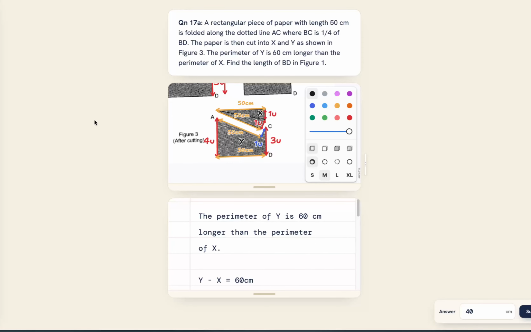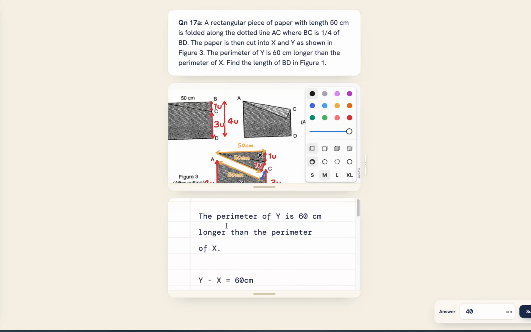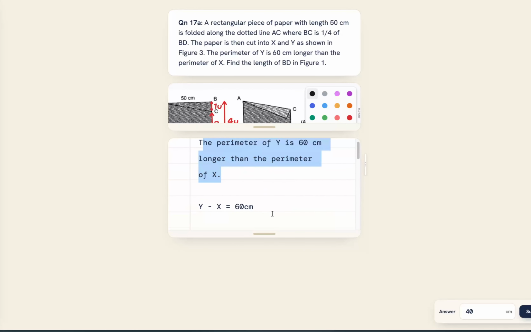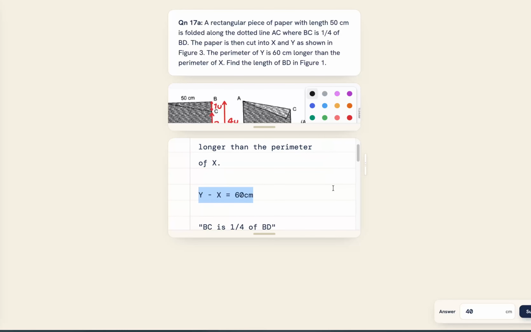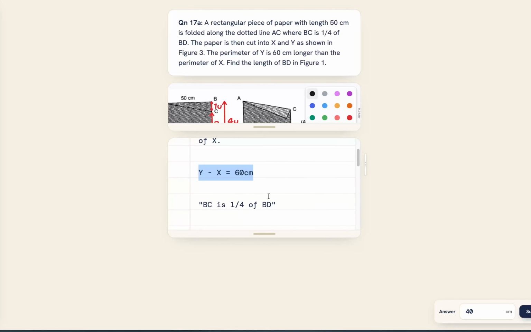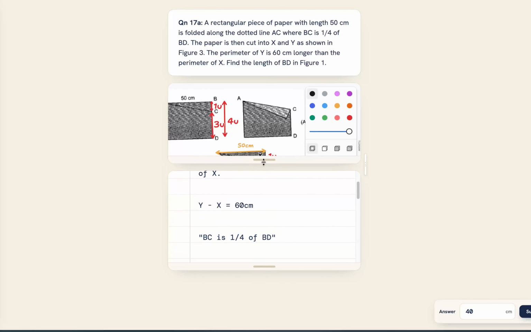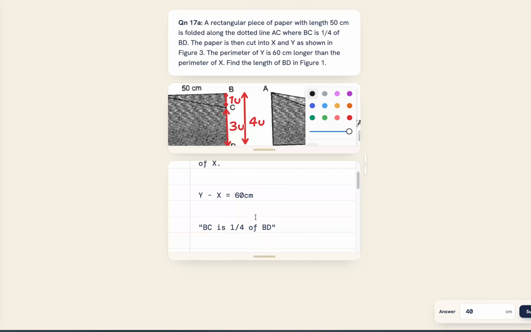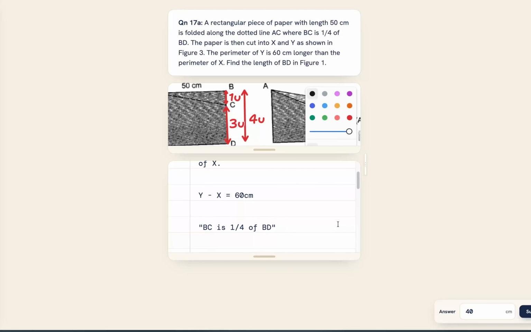Alright, so for question 17 part A, we want to find the length of BD. First thing first, from the question, it says the perimeter of Y is 60 centimeters longer than the perimeter of X. So it's basically Y minus X, or the difference is 60 centimeters. Then it says BC is 1/4 of BD. So that means if we were to zoom this in, BC is 1 unit and BD is 4 units. That means CD is 3 units.